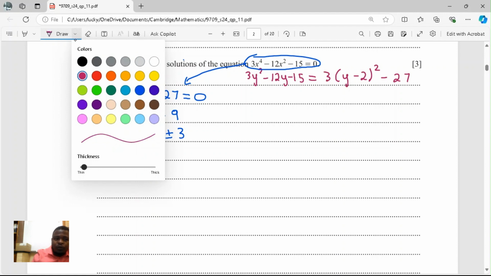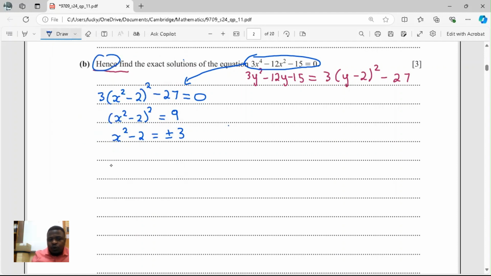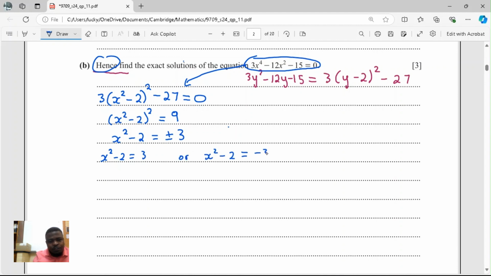Many students do forget that, so do not. So what this means is I like to break it up in a way that makes it easy for many students. I like to say x squared minus 2 can be a positive 3, or x squared minus 2 can be a negative 3. Now it allows me to solve these individually. So x squared equals 5, and x squared equals negative 1, meaning that x can be plus or minus the square root of 5.